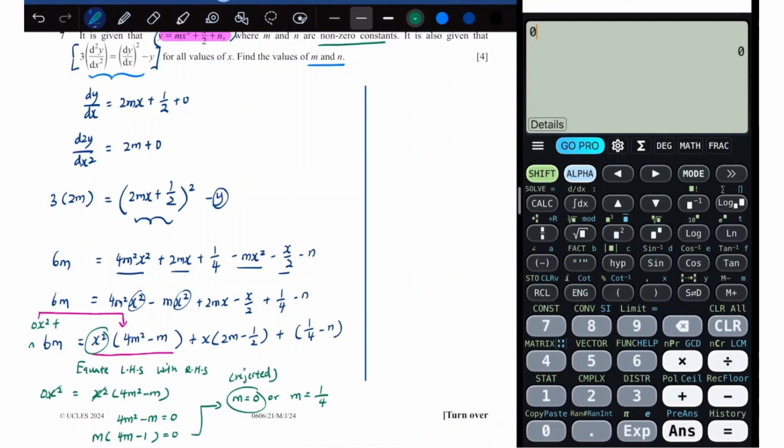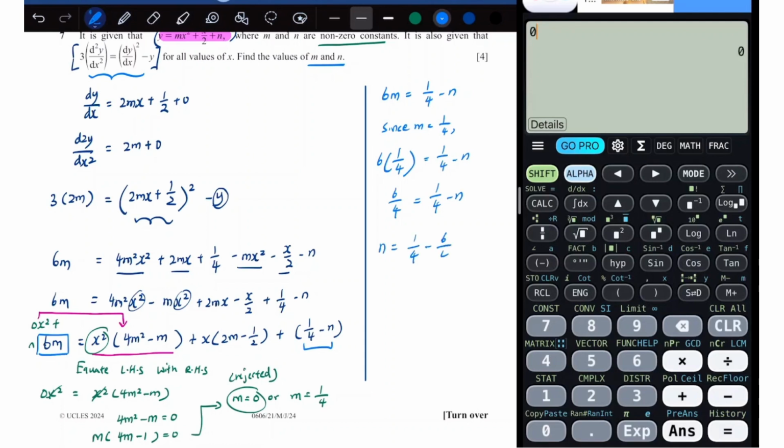Now we'll have to find the n. So n is in the last term, 1 over 4 minus n. And same thing, we have to equate, which means that we have to compare on the left-hand side, which is only 6m. So 6m will be automatically compared to 1 over 4 minus n. Since m is equal to 1 over 4, so 6 times 1 over 4, there you have 6 over 4, equals 1 over 4 minus n. Therefore, n is 1 over 4 minus 6 over 4, that is negative 5 over 4. So you will have negative 5 over 4 as your n, and 1 over 4 as your m. So that's all for these questions.